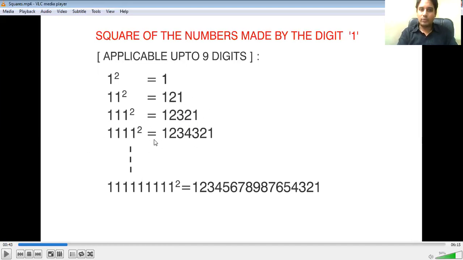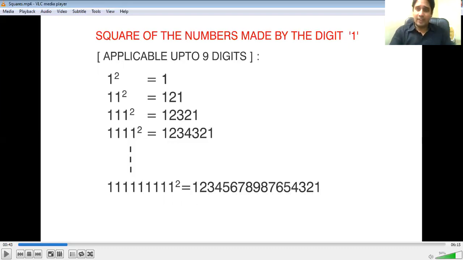So if it is 4 times 1, count 1, 2, 3, 4, move back 3, 2, 1. The answer is 1, 2, 3, 4, 3, 2, 1. Likewise, you can continue up to 9 times 1. Our result will be 1, 2, 3, 4, 5, 6, 7, 8, 9, moving back 8, 7, 6, 5, 4, 3, 2, 1. So the result becomes 12345678987654321.